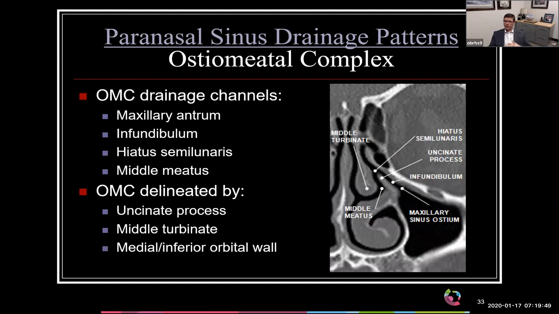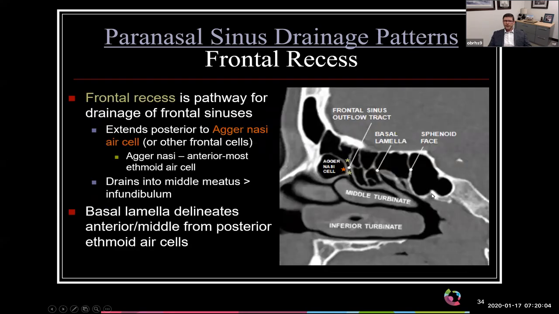So again, going back to the osteomeatal complex: maxillary antrum, infundibulum, hiatus semilunaris draining into the middle meatus, bordered by the uncinate process, middle turbinate, and then medial and inferior orbital walls. Now the frontal recess is identified on sagittal imaging. So what you want to do is go off midline on either side on the sagittal images, and what you're looking for is the Agger nasi cell.